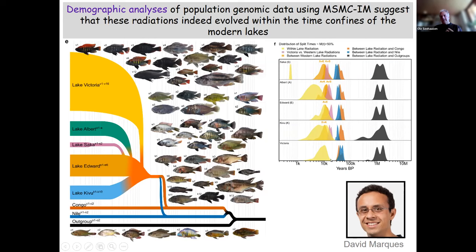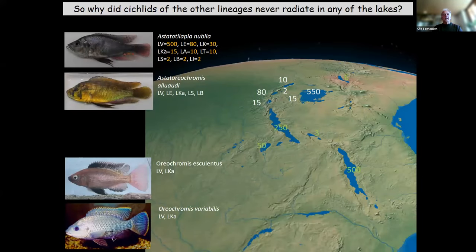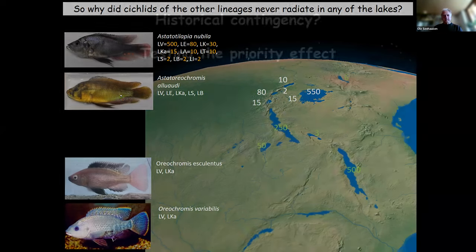So Lake Victoria, he concludes, started less than 20,000 years ago. The lakes that may not have been completely dry started a little earlier. And the little crater lake that we know is about 4,000 years old, of volcanic origin, David estimates the speciation in there to have occurred about 3,000 years ago. So it looks like they really radiated within the time confines of these modern lakes. So then why only this one group? Why did the others not do that as well?